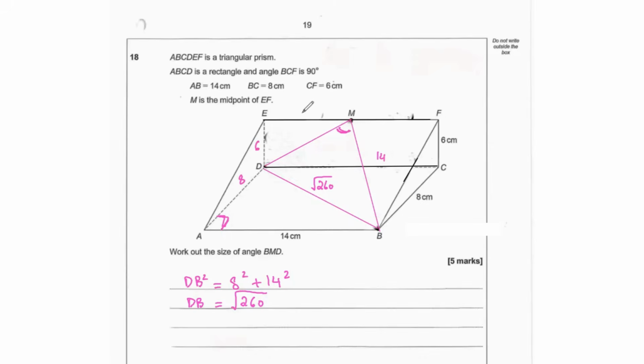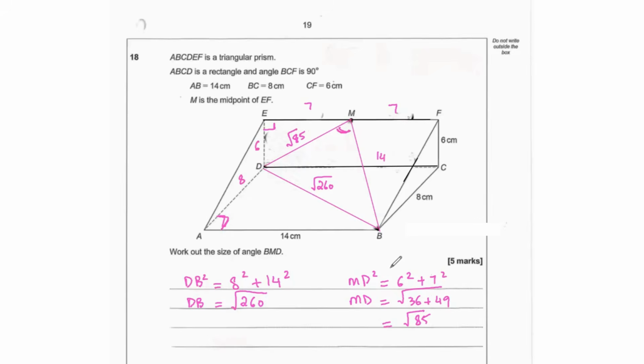Then we know that M is the midpoint. So if this entire length is 14, EM is 7 and MF is also 7. So EDM is also a right angle triangle. So we can use this to find the length of MD. Again, Pythagoras. MD squared equals 6 squared plus 7 squared. MD would equal root of 36 plus 49. And that gives us root of 85. So we have this now.